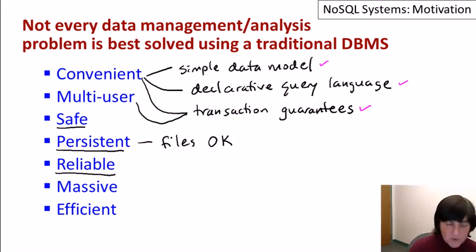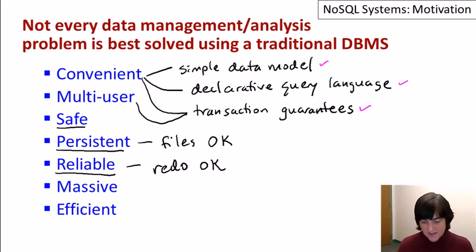Reliability, again, is something we're certainly going to want in any data management application, but again, the considerations are a little different in certain types of applications, say the batch data analysis applications, where it might be just okay to completely redo the entire processing of the data, where that really wouldn't be the case if you had an operational database sitting behind a website.